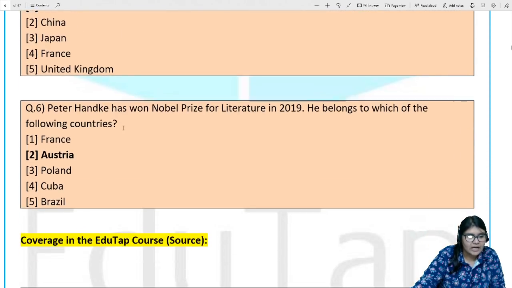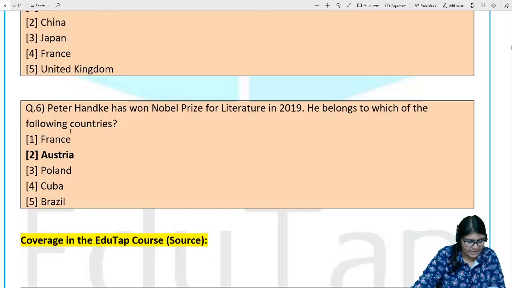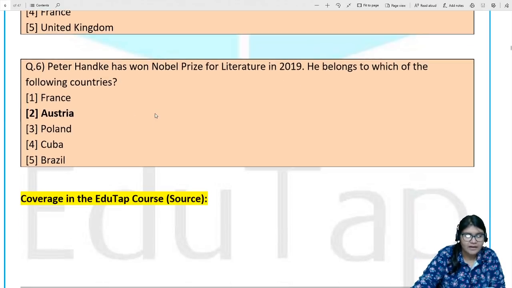Next, the Nobel Prize was given specific importance in both the morning shift as well as the afternoon shift. There were 2 to 3 questions based on the Nobel Prize of 2019. If you have done this properly, it would have been easier for you to score marks in this section. The sixth question said Peter Handke has won the Nobel Prize for Literature in 2019. He belongs to which of the following countries? It is Austria. The Nobel Prize for Literature was given for 2 years in one go, 2018 and 2019. So this question was again important.